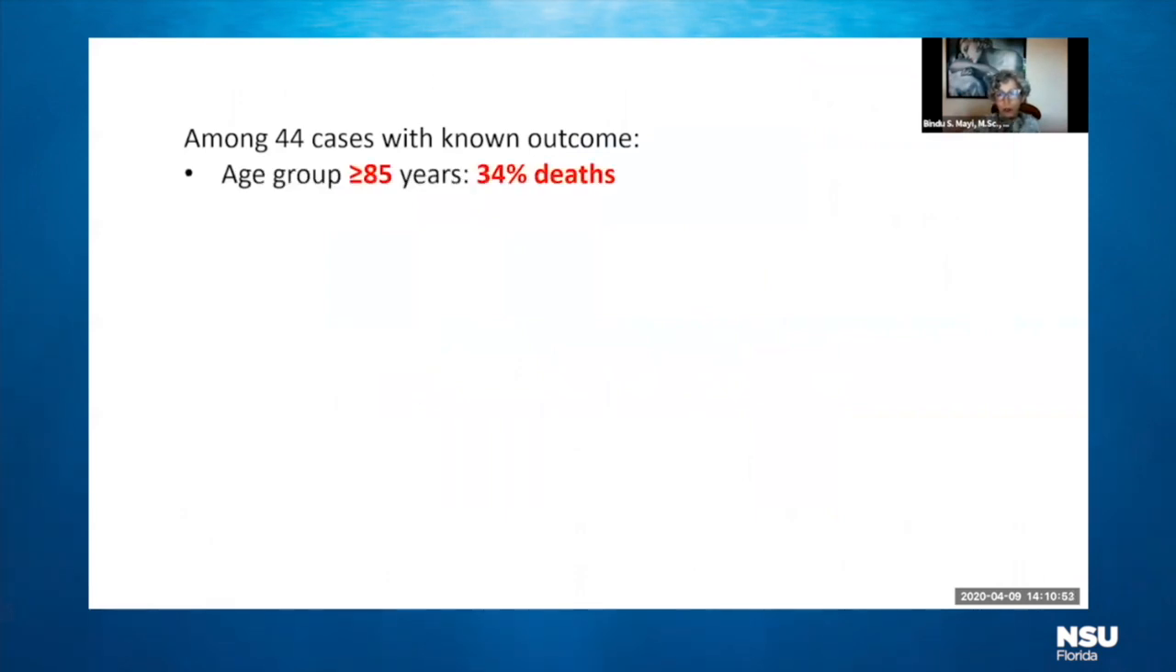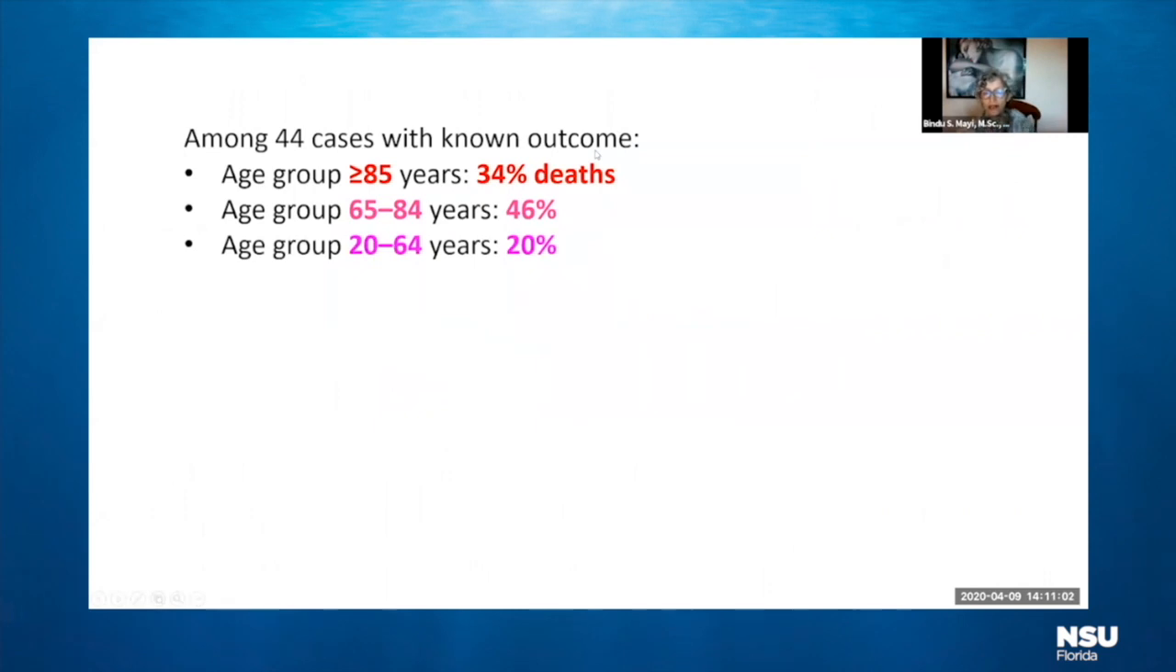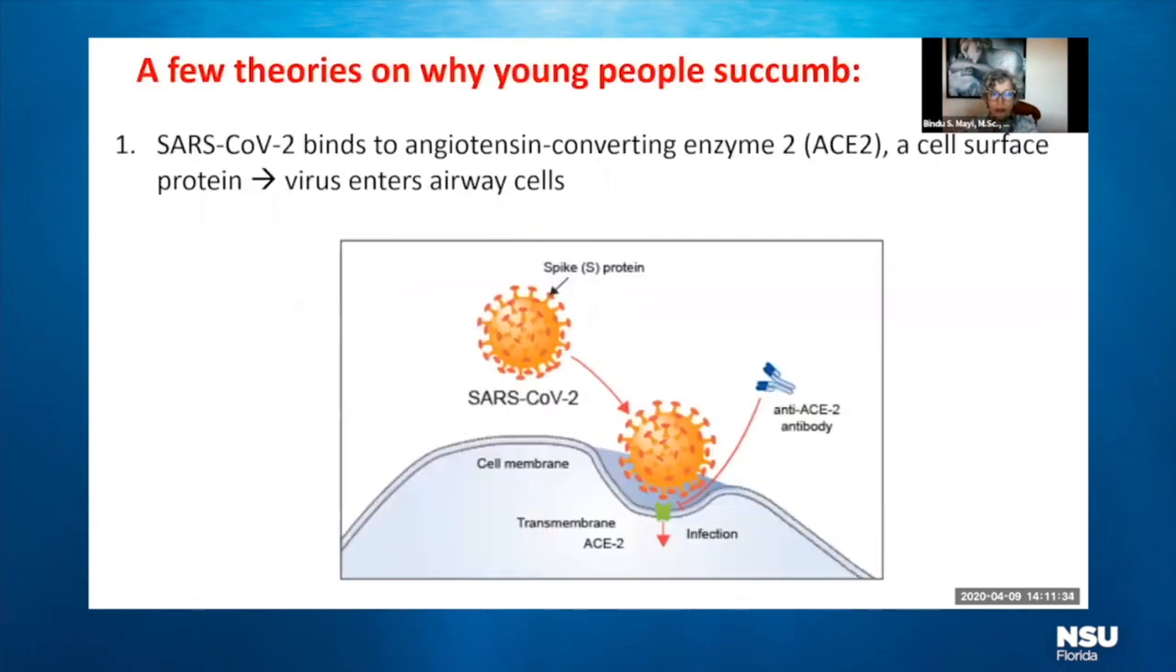Among 44 cases with known outcome, age group 85 and older contributed to 34% of deaths, 65 to 84, 46%, and then you go down. As the age decreases, you have lower mortality. But this was very surprising for us. As high as 20% of mortality was seen in the age group 20 to 64. And in age group 19 and under, in this particular study, there were no deaths. Since then, we have seen 3 deaths in children due to COVID-19, but we're still trying to figure out if that was indeed the cause of death. So that research is still going on.